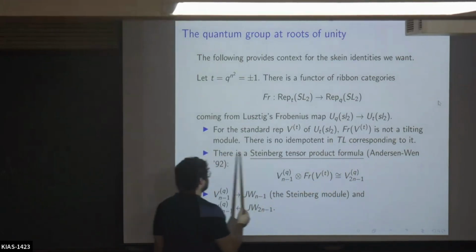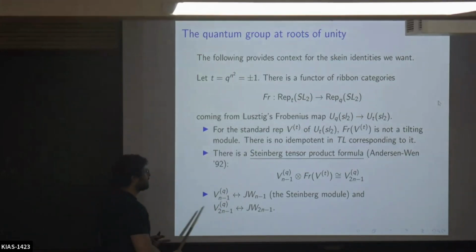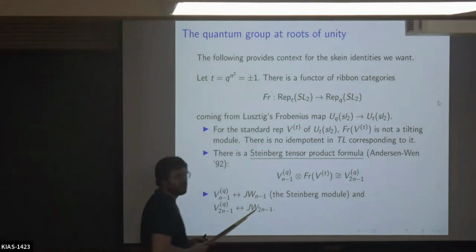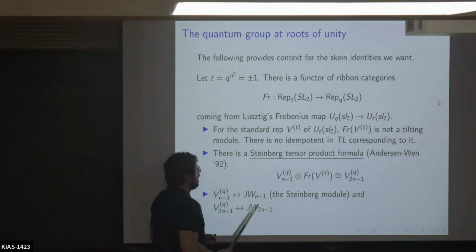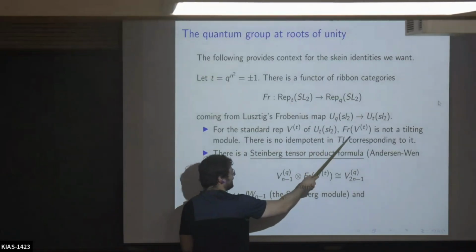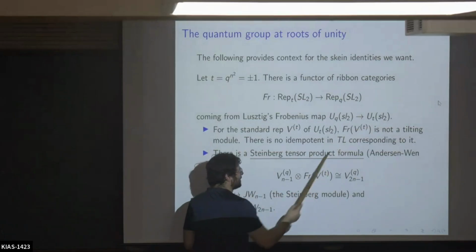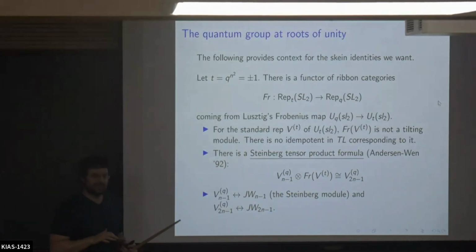And what you get out is not a tilting module. So there's no idempotent in the Temperley-Lieb category corresponding to it, because idempotent completion of the Temperley-Lieb category only gives you things that are direct summands of tensor powers of the standard representation. So we can't depict the Frobenius of the standard representation inside of the Temperley-Lieb category. There's no way we can draw it with pictures.